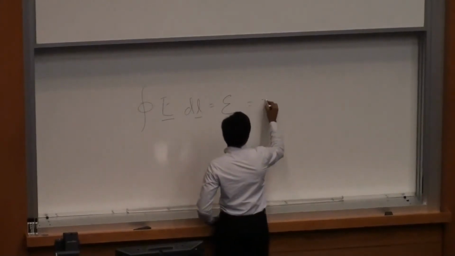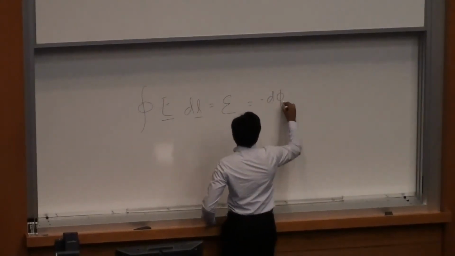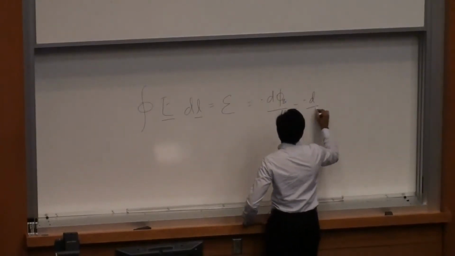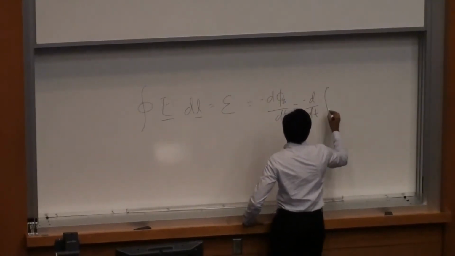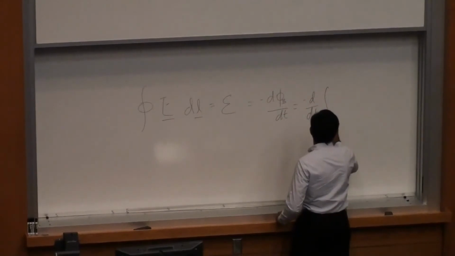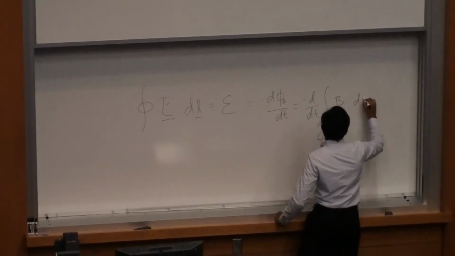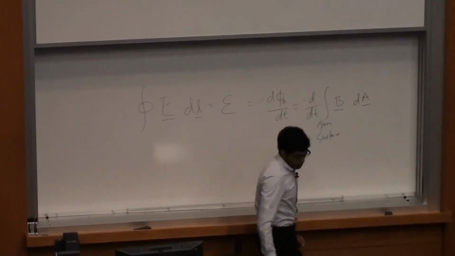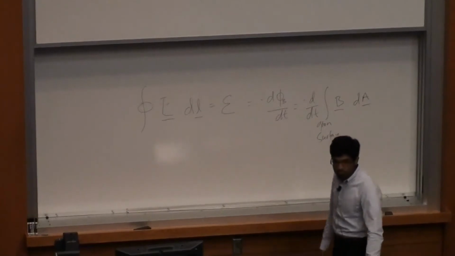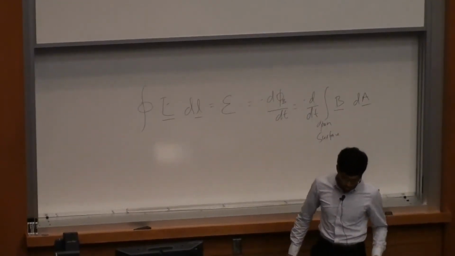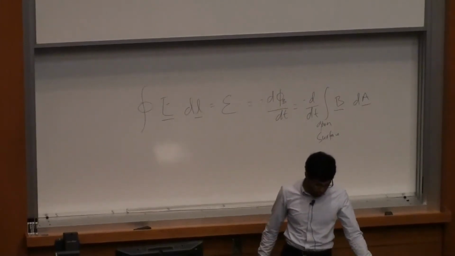This equals negative d phi B dt. This equals negative d over dt integral over an open surface of B dot dA, right? So this was Faraday's equation, and he expressed the point I mentioned before in that equation.